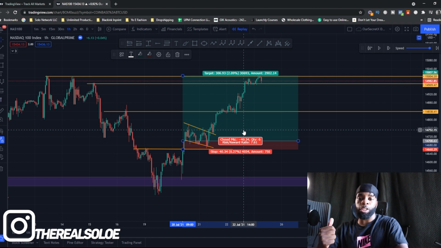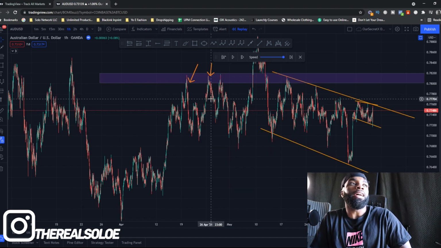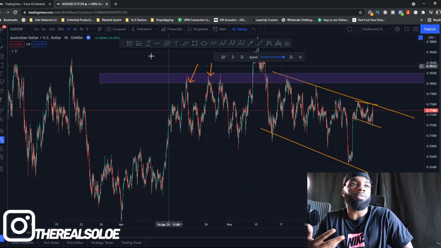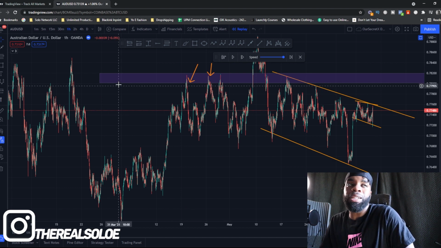So let's go ahead and look at one more. We're gonna now look at a Forex pair. We're gonna probably look at one of my favorite ones, and then we're gonna go from there. All right, so now we're looking at alt USD. And basically what I want to do is start marking up the chart. So I already went ahead and marked up the chart just to speed up this process.